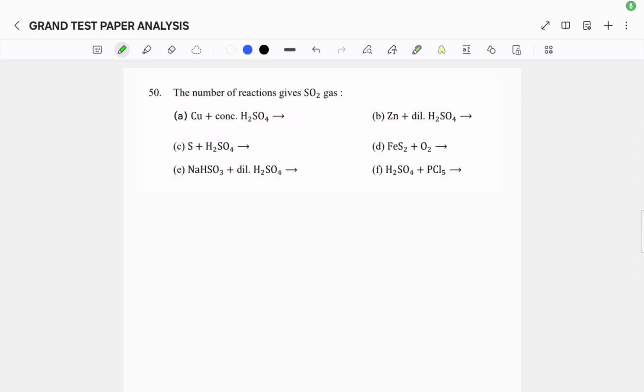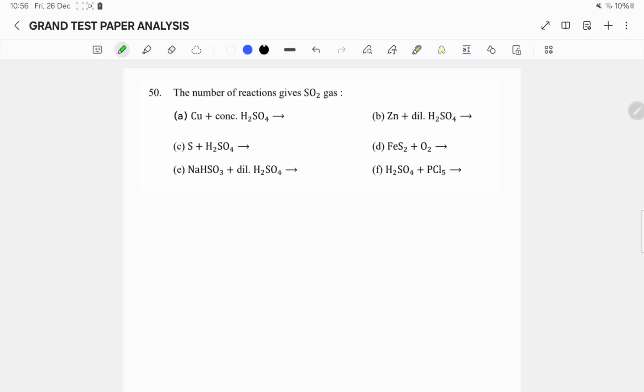Look at the 50th question, student. The question asks the number of reactions that give SO2 gas. The given options are A, B, C, D. From this, student, how many reactions will give SO2 as a product?